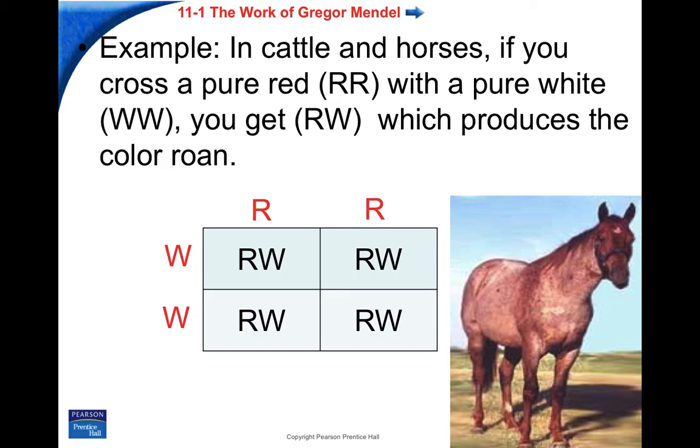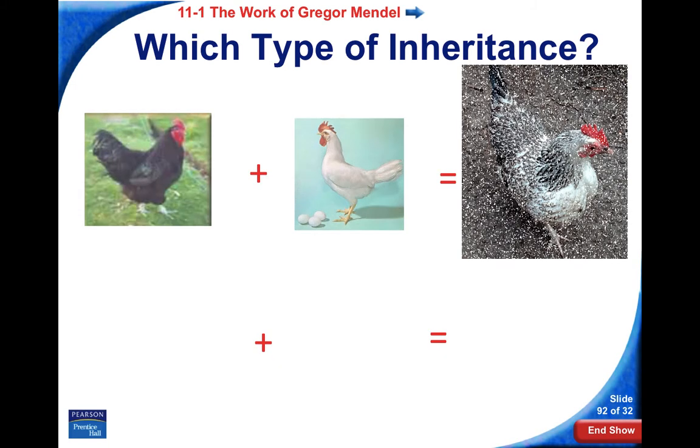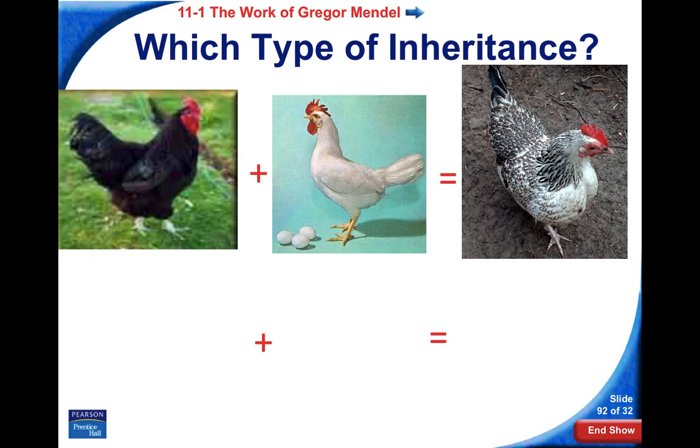And you can see the Punnett square set up below where a red horse and a white horse were mated with each other, and 100% of the offspring would be that roan coloring, kind of some white fur, some red fur. Okay, so let's look at this example. We have a black chicken and a white chicken. They mate together and they produce a speckled chicken. Try to figure out what type of inheritance that is.